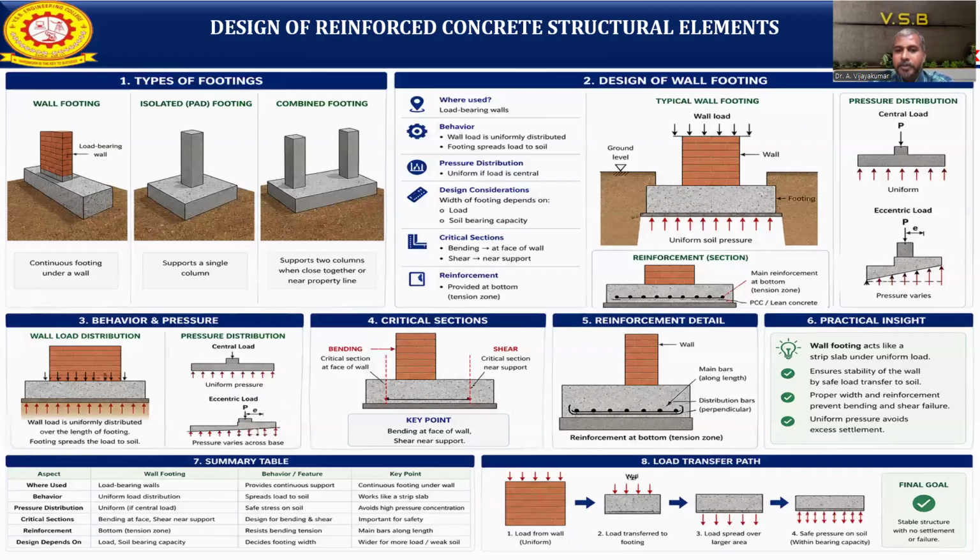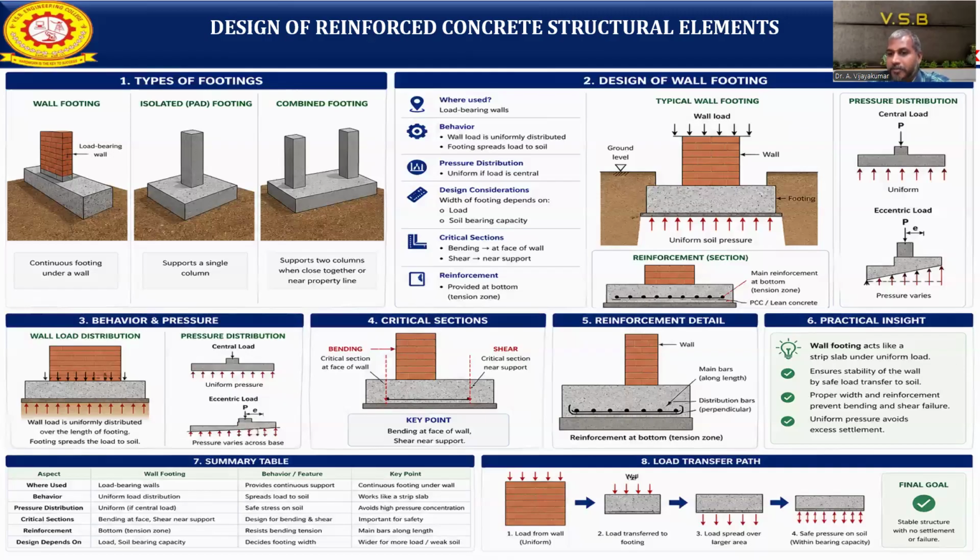So how will the load be transferred? All the load is transferred to the wall. This wall load should be uniform. The wall spreads the load into the footing, that is the wall footing. Again, the footing transfers the load into the soil. Again, there is one more pressure: downward pressure for the vertical load and upward pressure from the soil. Both should be equal so that the structure is stable.